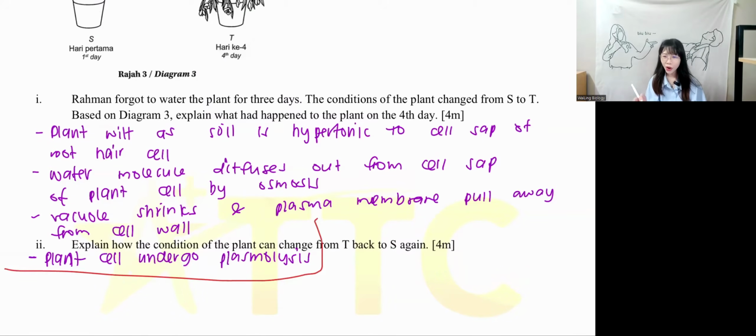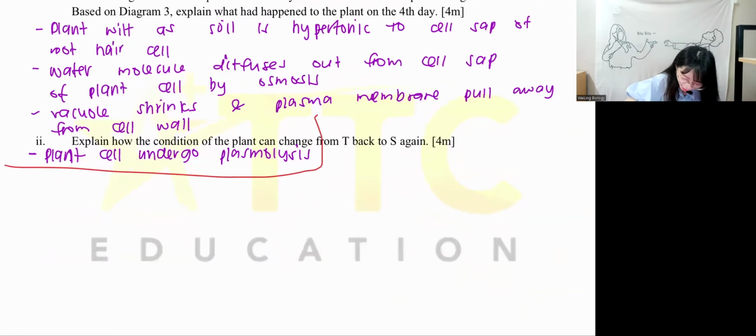So the plant undergo what process? A reverse process is called what? The reverse process is called deplasmolysis. Very good. So you're going to say first, you water the plant. Pour water into the soil of the plant.